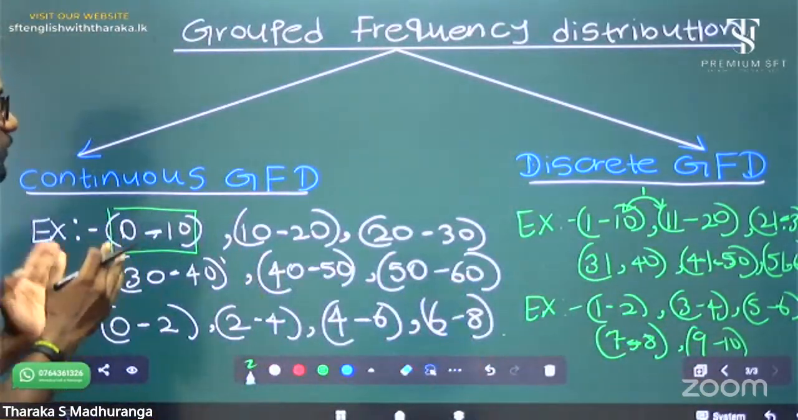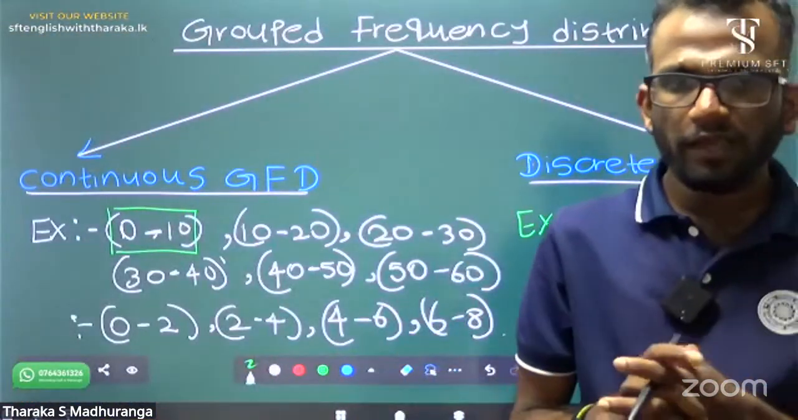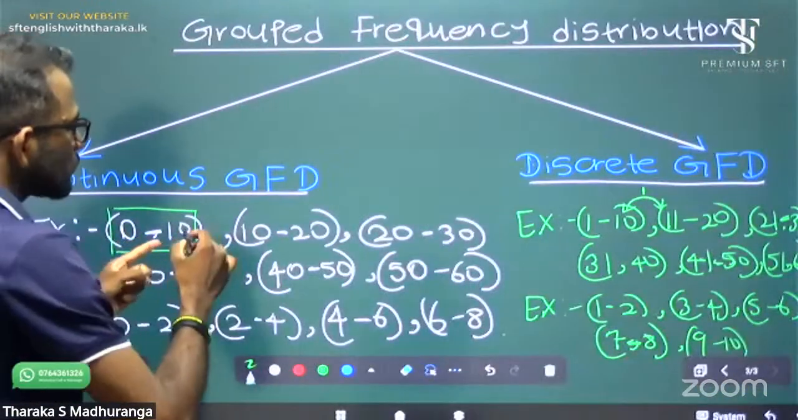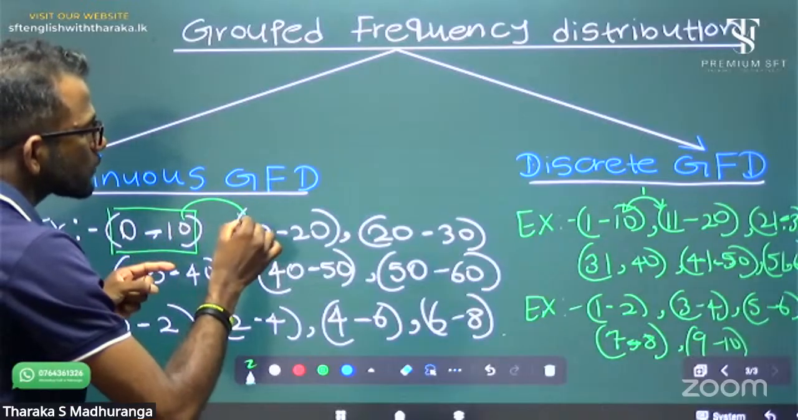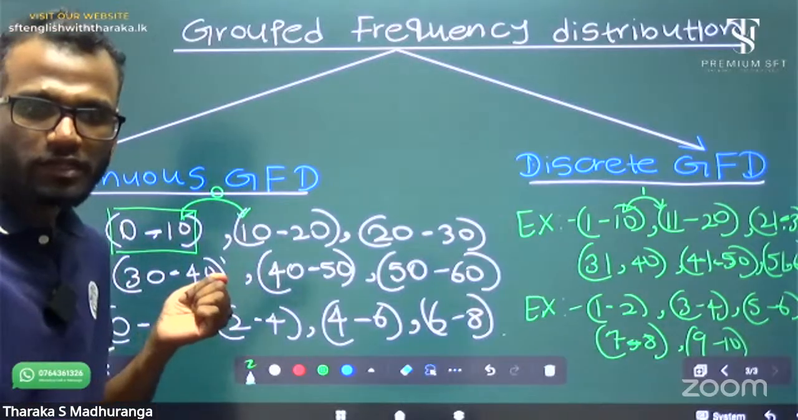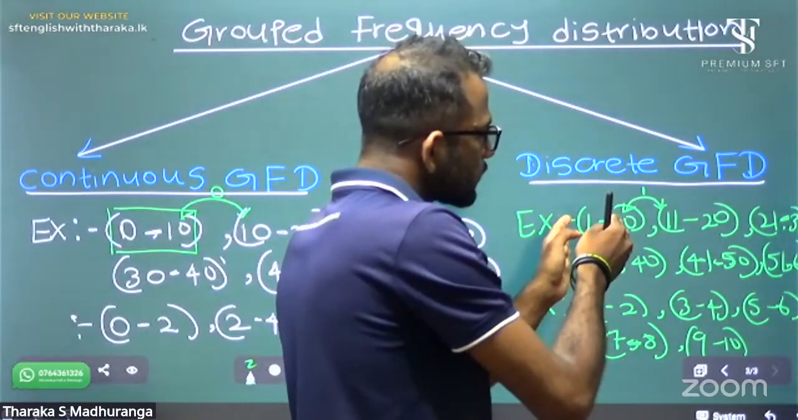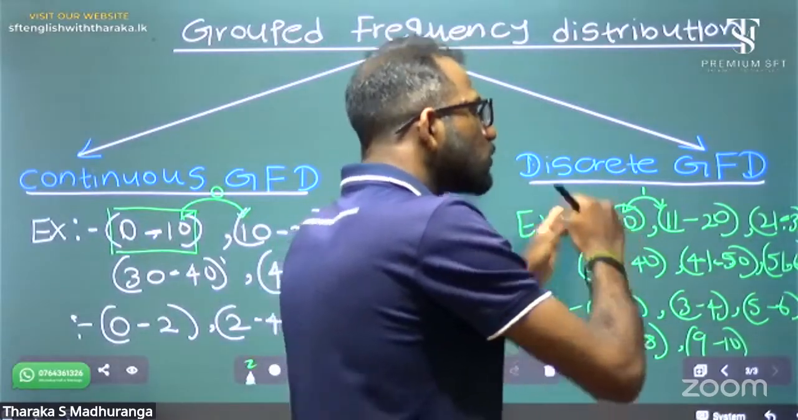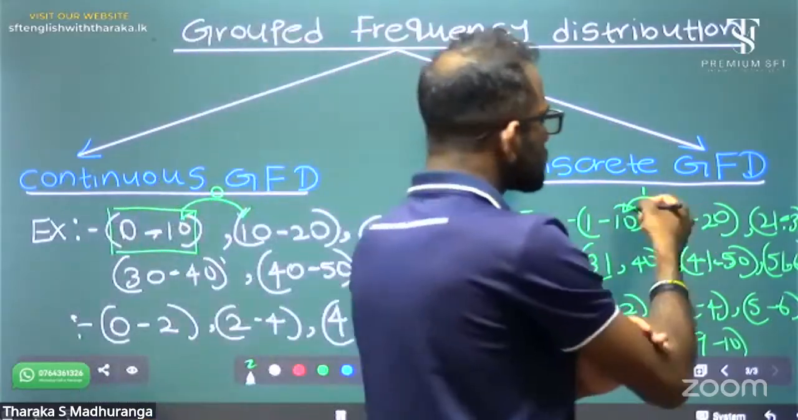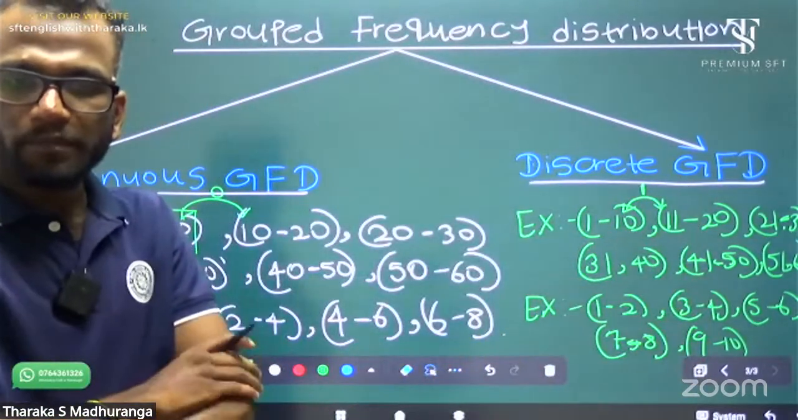In continuous group frequency distributions, there is no gap between groups. That means the first group's final value equals the second group's initial value. No gap. Gap 0, 10 minus 10, 0. But in discrete frequency distributions, the first group's final value is not equal to the second group's first value. That means 11 minus 10, it has one gap. Understood the difference?